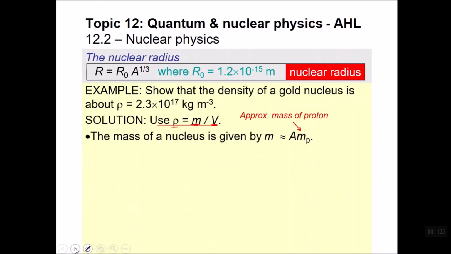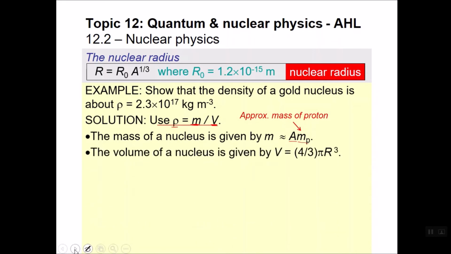So let's see what we got. The mass of the nucleus is given by pretty much on average the number of protons times the rest mass of a proton. And the volume of the nucleus is given by 4/3 pi r cubed, because we look at the atom as being a sphere. So we use the volume of a sphere.